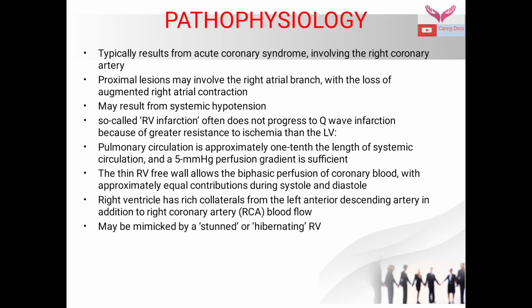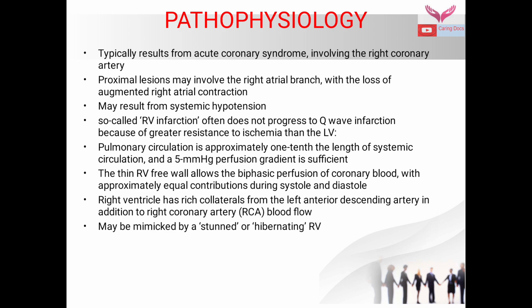Coming to the pathophysiology of right ventricular myocardial infarction, it typically results from acute coronary syndrome involving the right coronary artery. The proximal lesion may involve the right atrial branch with the loss of augmented right atrial contraction, and may result from systemic hypotension also.